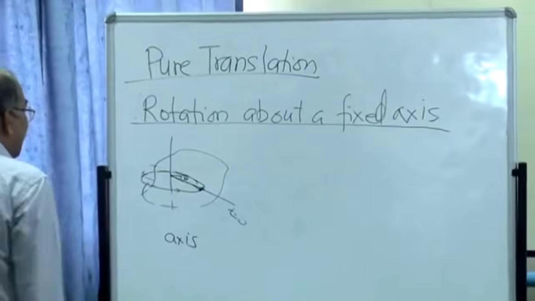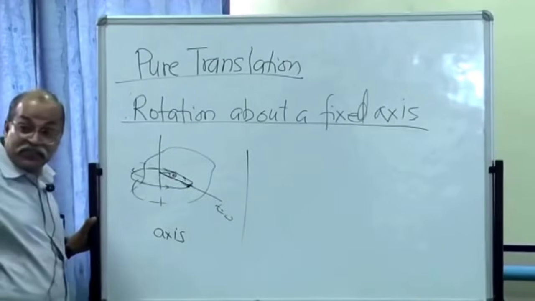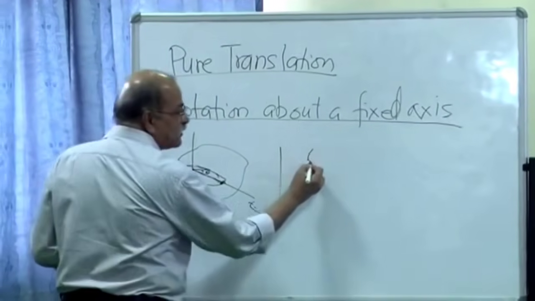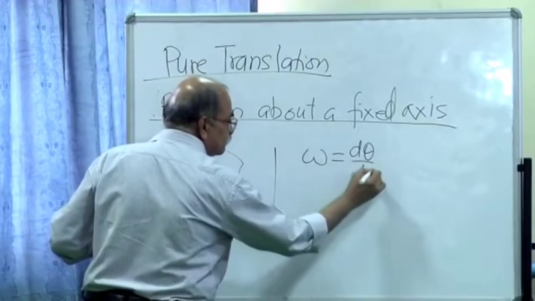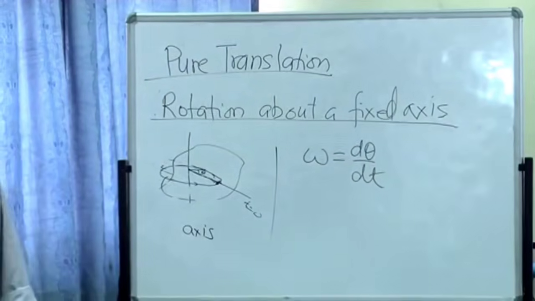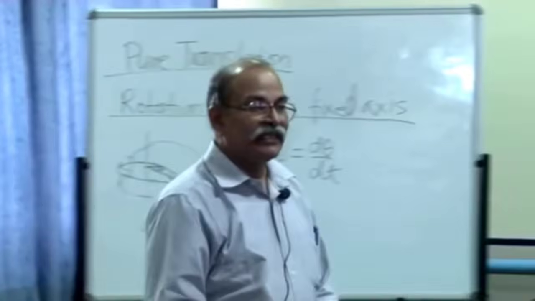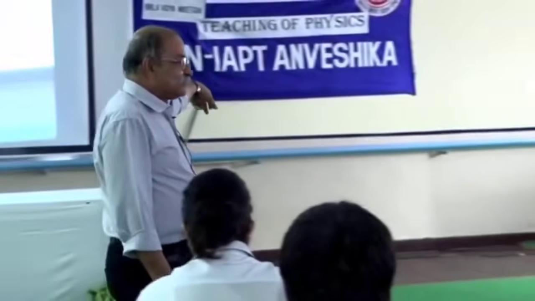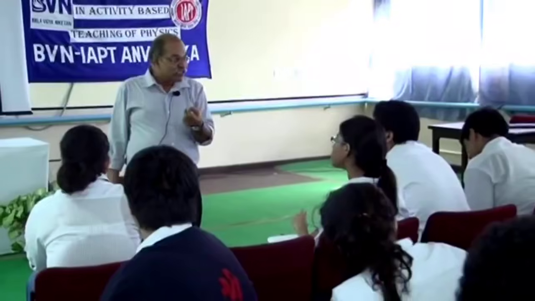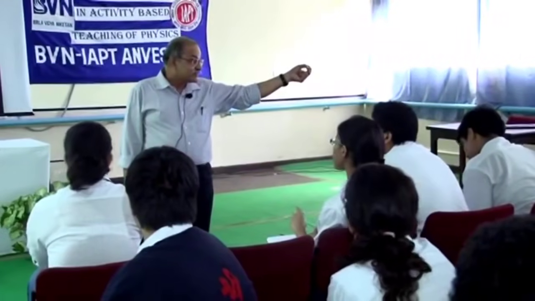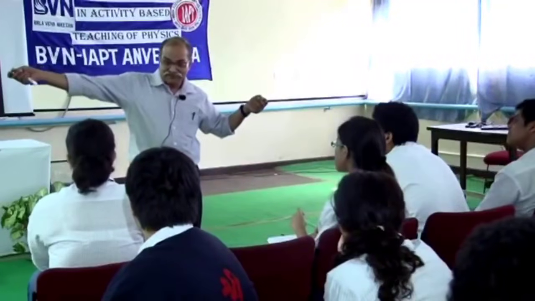Okay. Now once you have theta, now definitions, not laws. I define angular velocity as d theta by dt. The rate at which this theta is changing is called angular velocity. dx by dt is called velocity. d theta by dt is called angular velocity. You pick up any direction on the x-axis and say that this is the positive direction. That is your choice.